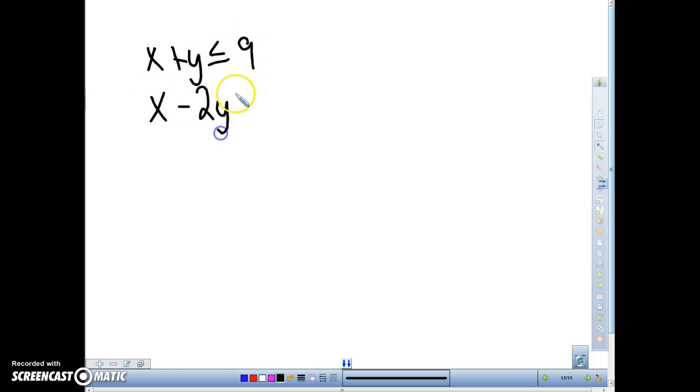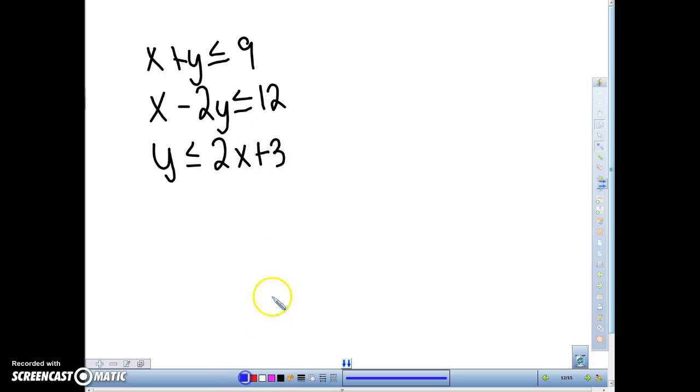Okay, so our next problem that we're going to do is, let me find one for us to do real quick. x plus y is less than or equal to 9, x minus 2y is less than or equal to 12, and y is less than or equal to 2x plus 3.